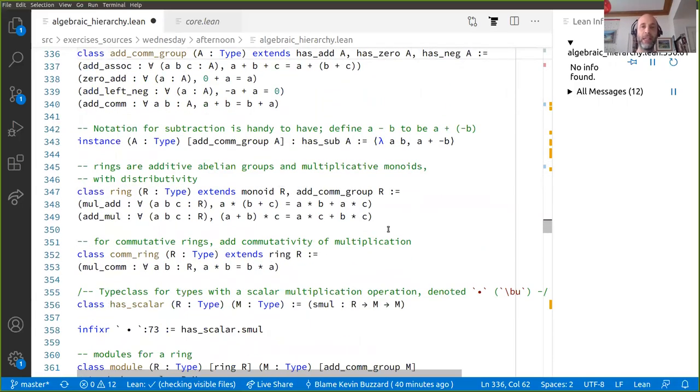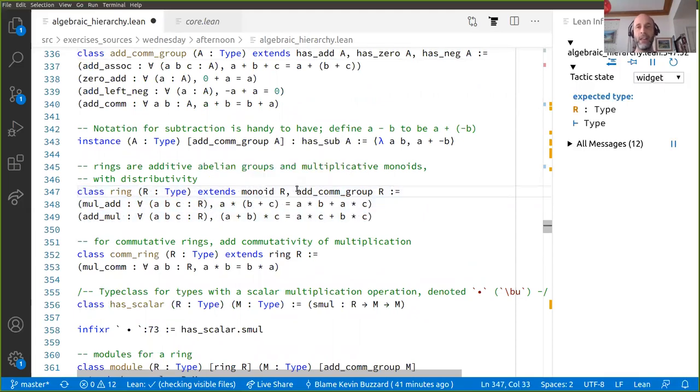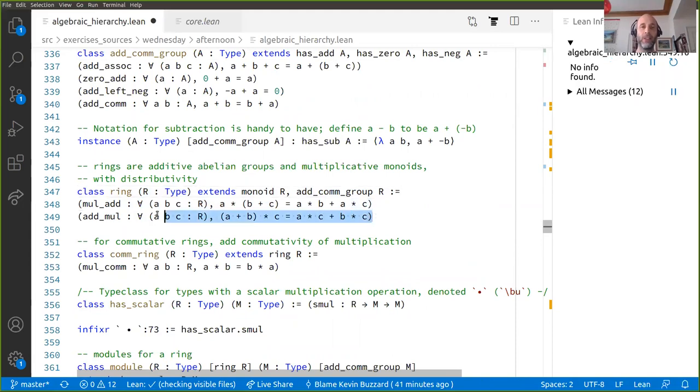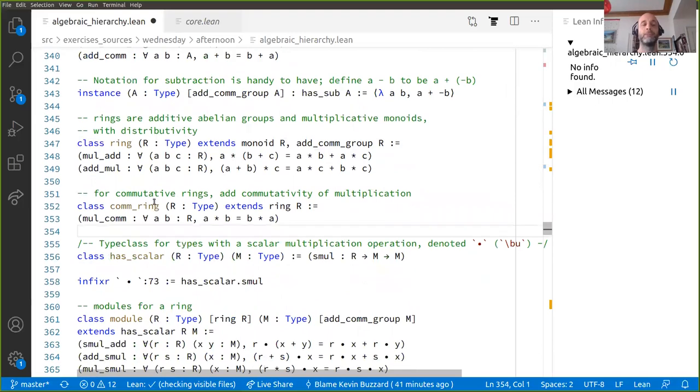That means we can make a ring, because rings just extend these. A ring is a monoid and an additive commutative group that satisfies the distributivity axioms. So now we have rings, and of course we can make commutative rings because we just throw in an extra axiom. You see how easy the whole thing is.